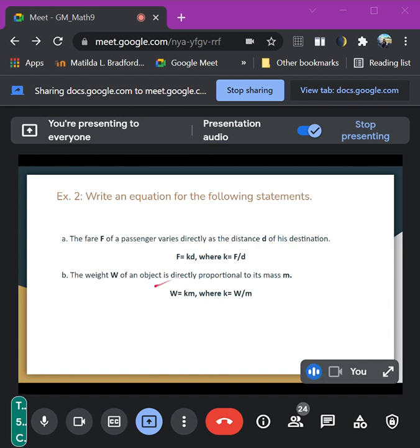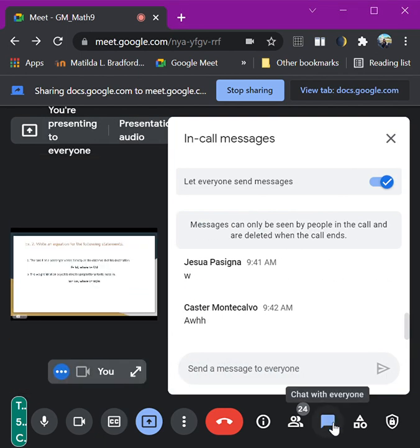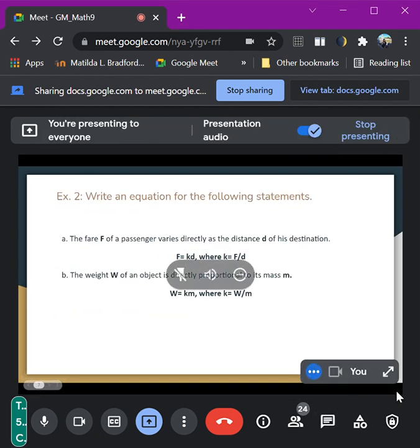But for our class, this statement is this equation. This W is equal to K times M. So we just follow the pattern, class, and the way we write the equation is similar. Okay, nasabtan. We just follow the pattern here.